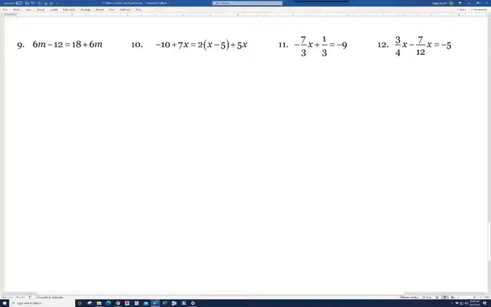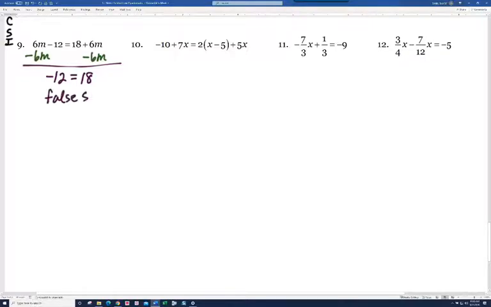All right, so on number 9, now keep in mind I'm using this approach, the CSI 1 and 2 step. C stands for clear fractions, so we don't have to worry about that with 9 and 10. S is for simplify. Well, notice there's nothing to simplify on either side. But we do have to use the I, or we have to isolate M on one side because it's on both. So we'll subtract 6M on both sides, and something strange happens. We get negative 12 is equal to 18.